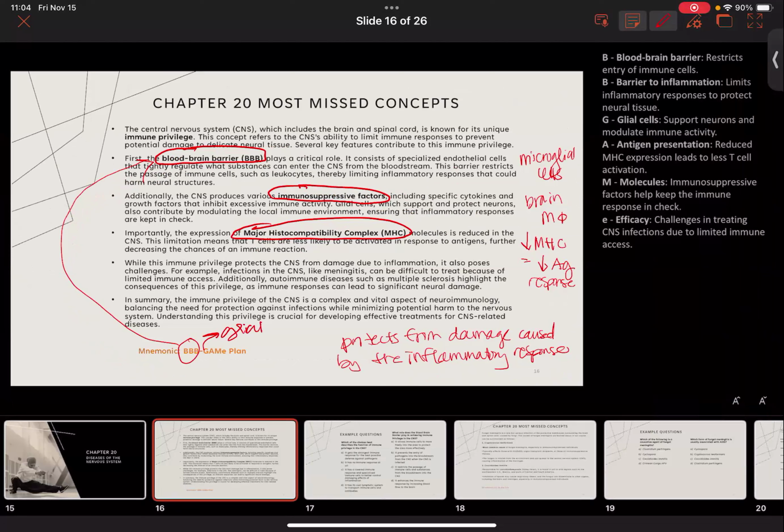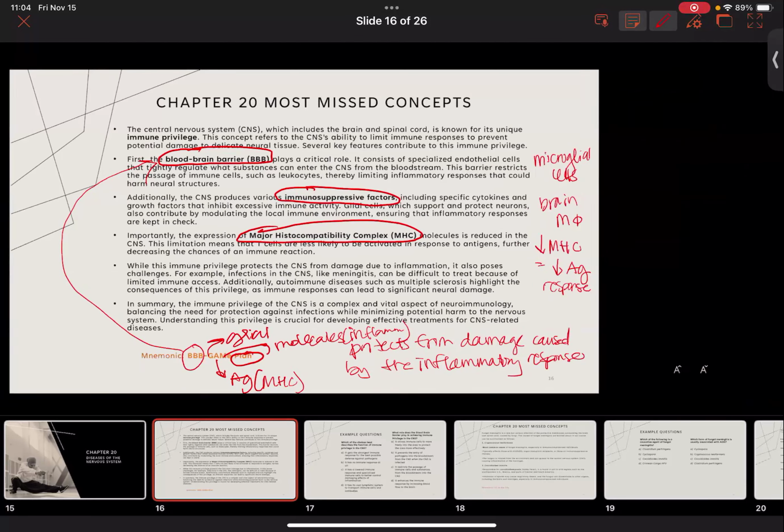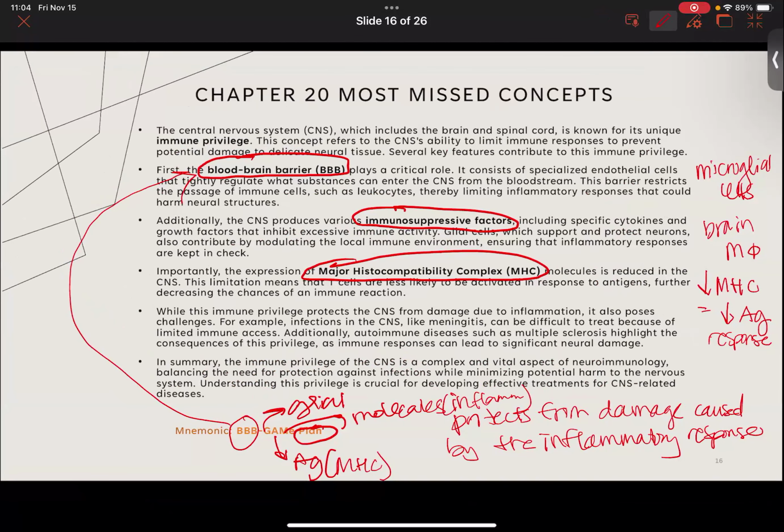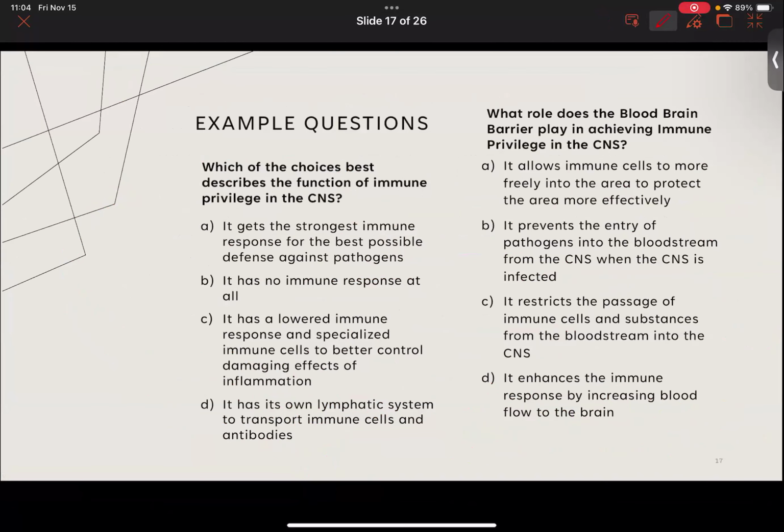A was our antigen presentation, or our MHC stuff that we just talked about. M is going to be our molecules that are involved in the inflammatory response. And then our plan is basically the whole plan of combining all the things to work together to function for that decreased response. Okay, so our BBB game plan to reduce our reactivity.